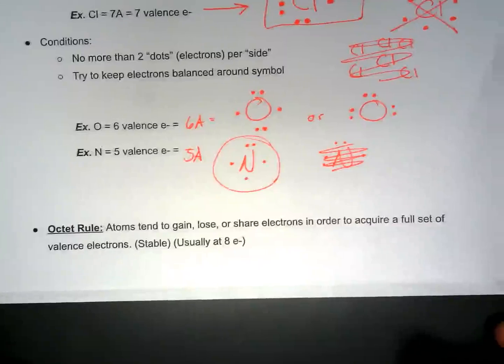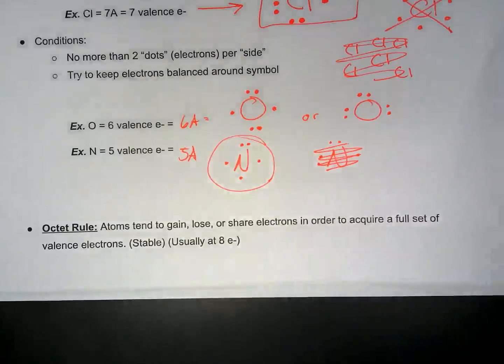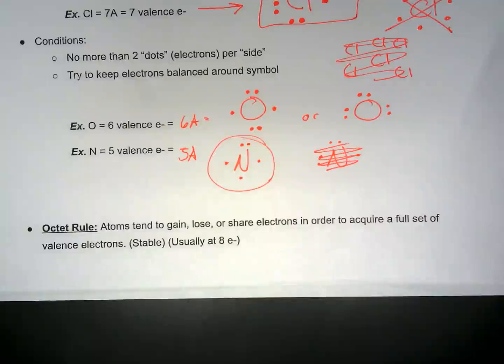This is something that you should have run across, part of the engagement. The Octet Rule, hard and fast, is the rule that states that atoms tend to gain, lose, or share electrons in order to acquire a full set of valence electrons to become stable. And usually it's 8 electrons.